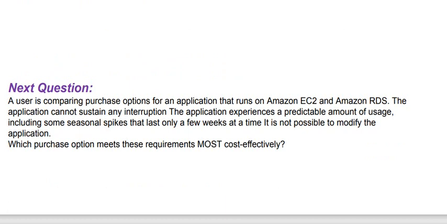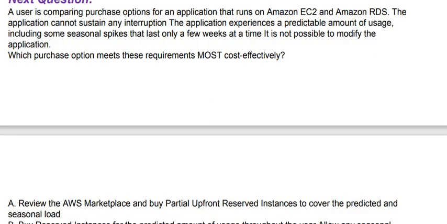Next question is, a user is comparing purchase options for an application that runs on Amazon EC2 and Amazon RDS. The application cannot sustain any interruption. The application experiences a predictable amount of usage, including some seasonal spikes that last only a few weeks at a time. It is not possible to modify the application. Which purchase option meets these requirements most cost effectively?